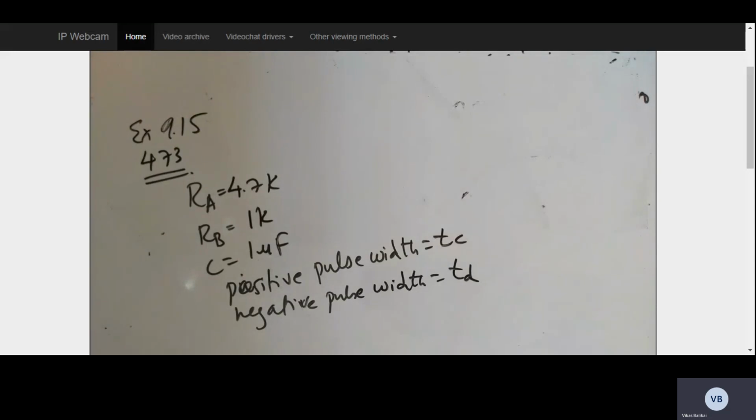When I do the addition, don't add 0.69 twice, because it's a constant. So 0.69 times (RA plus 2 RB) multiplied by C. This will be your total time, and the free running oscillation or frequency of oscillation will be 1 upon T, whatever value you get.